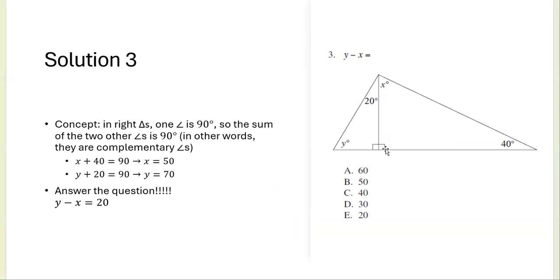Okay, so 90 equals x plus 40, so x must be 50, and 90 equals 20 plus y, so y must be 70. So what are we answering? Y minus x, so be careful. Y minus x is 70 minus 50, which is 20, choice E. So you can see 50 would be a trap answer. There's no 70, but 50 is x. That's the trap right there. Don't pick that. Answer the question.